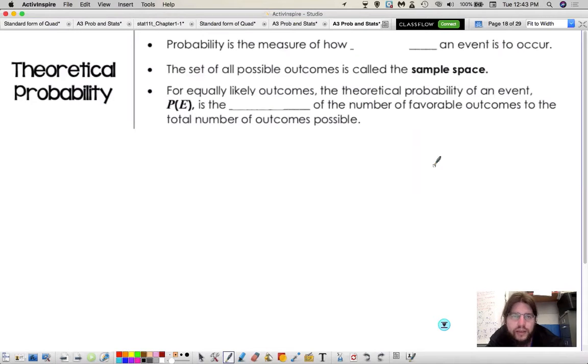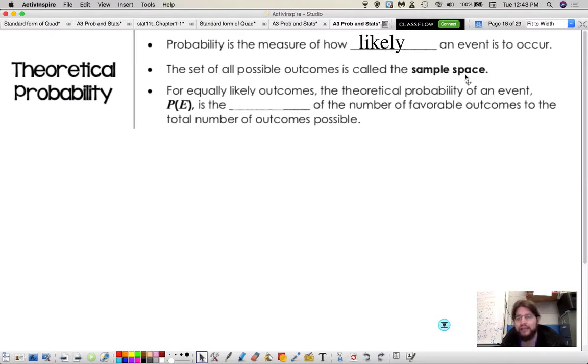All right, today let's talk about probability. Probability is measuring how likely something is to occur. If we look at all the possible outcomes of an event, that's called the sample space. That's key right there. You roll a die, a six-sided die. Then you can get the numbers 1, 2, 3, 4, 5, and 6. The numbers 1, 2, 3, 4, 5, 6, that is your sample space.